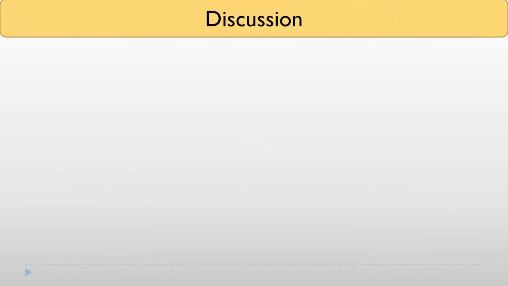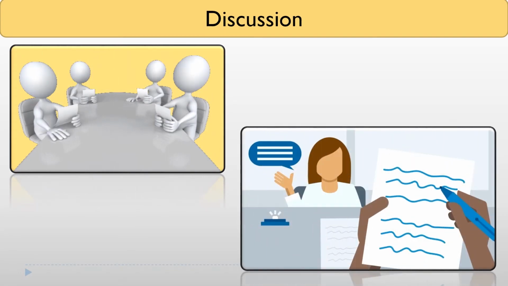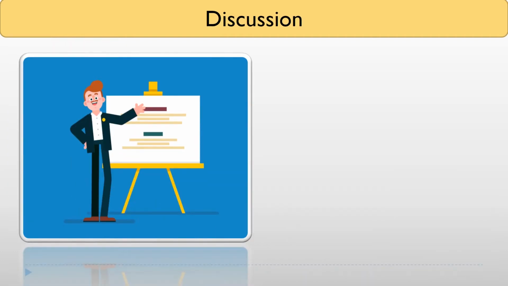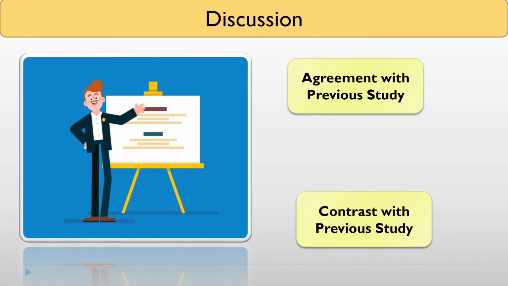Fourth is discussion. The discussion section should describe the meaning and basis of the findings of the research study. Here, the researcher tries to explain the results of the study by comparing with previous studies conducted in the same area. Some of the findings might be in agreement with the previous studies, but some findings might be in contrast to other studies. Researchers should explain the reasons for agreement and contrast with other studies.